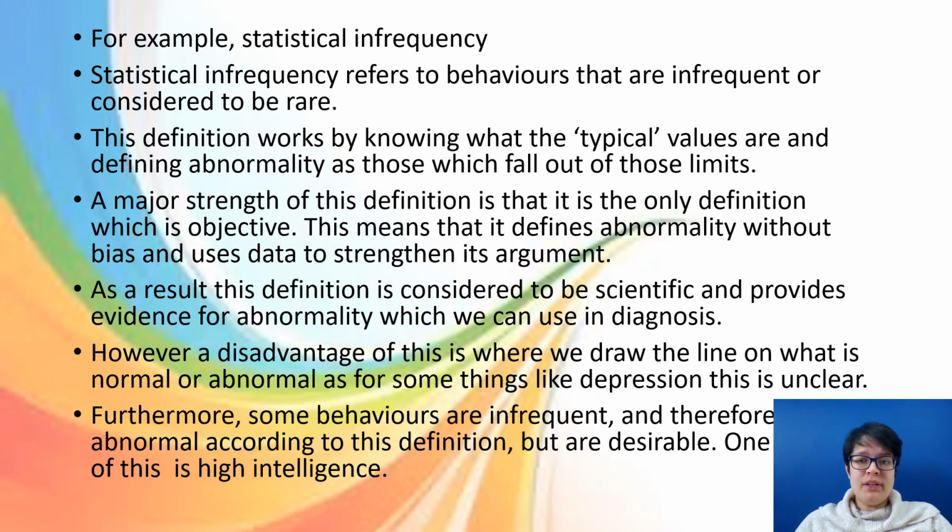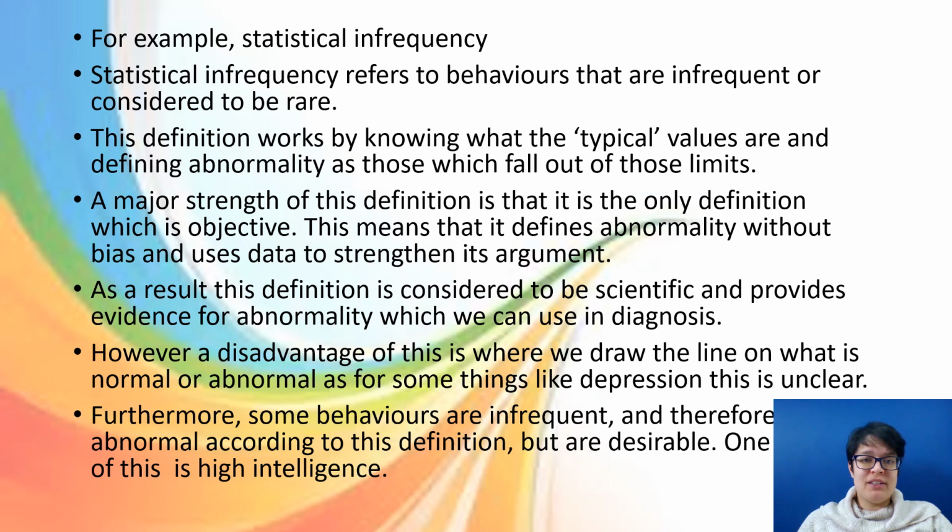So one of the examples I've got here for you is statistical infrequency. People don't tend to go for this one very much, and I don't really understand why, because statistical infrequency has lots of really good evaluation points that you could use. So for example, for defining it, statistical infrequency refers to behaviours that are infrequent or considered to be rare, and this definition works by knowing what the typical values are, and it defines abnormality as those which fall out of those limits. A major strength of this definition is that it is the only definition which is objective.